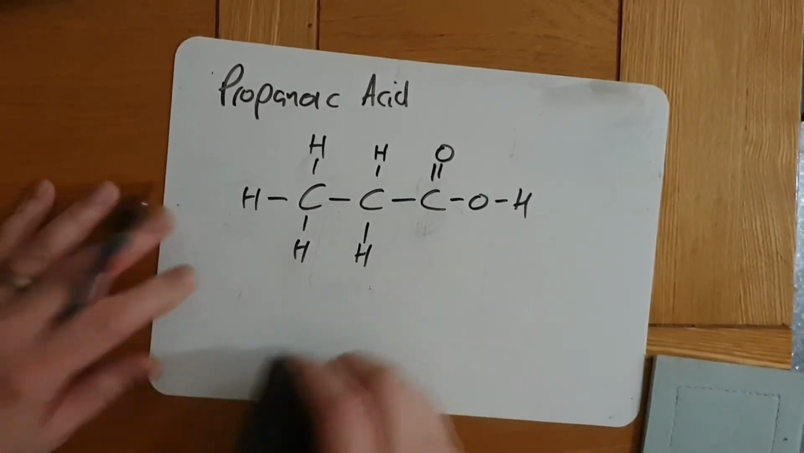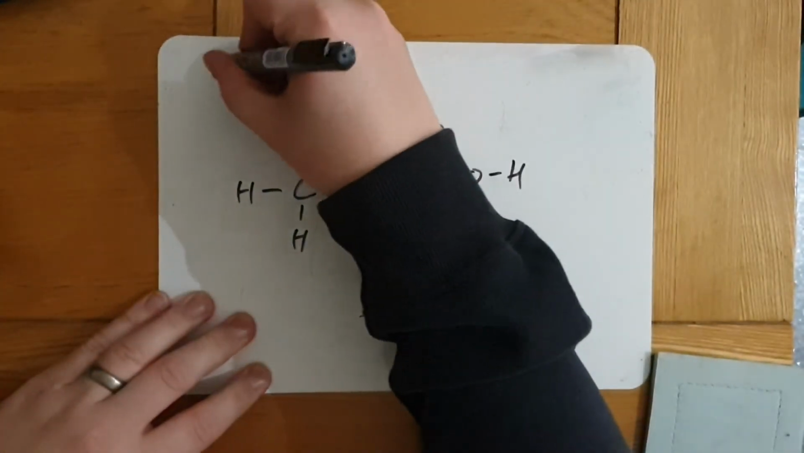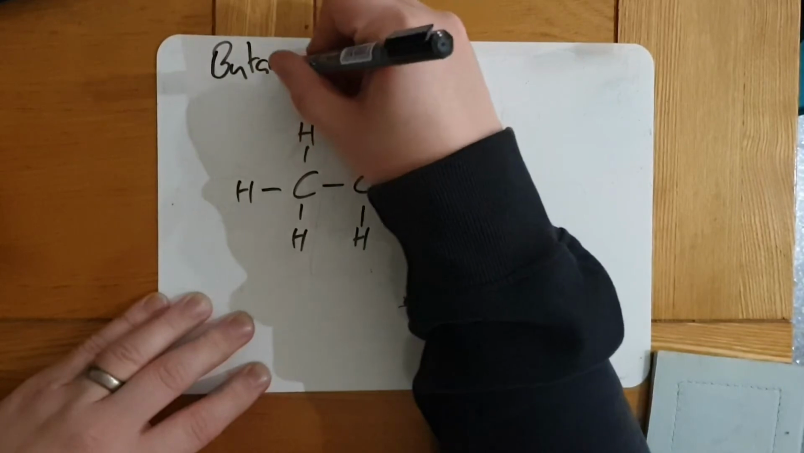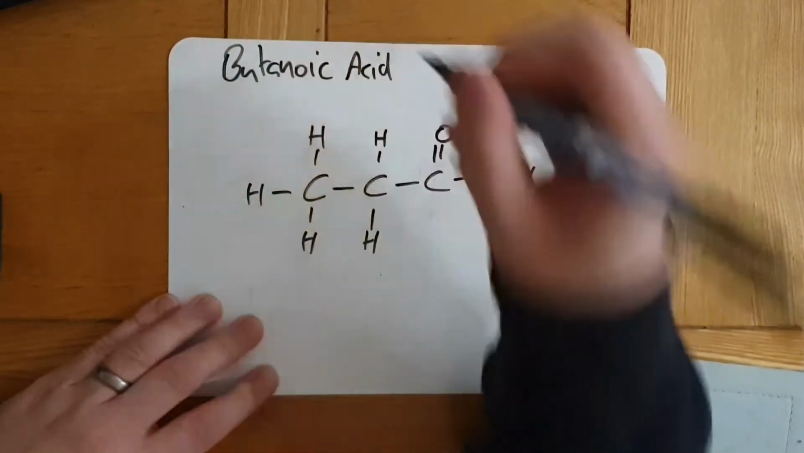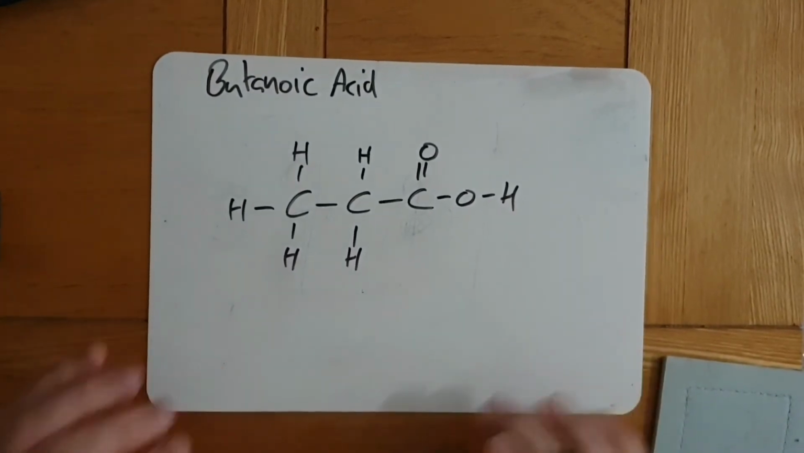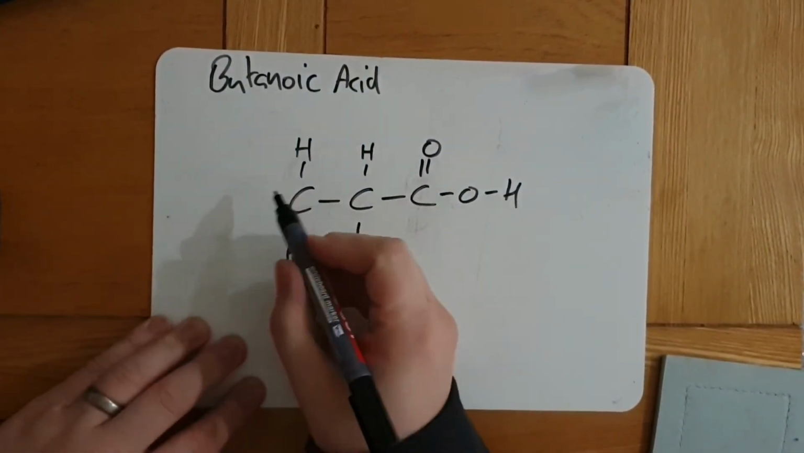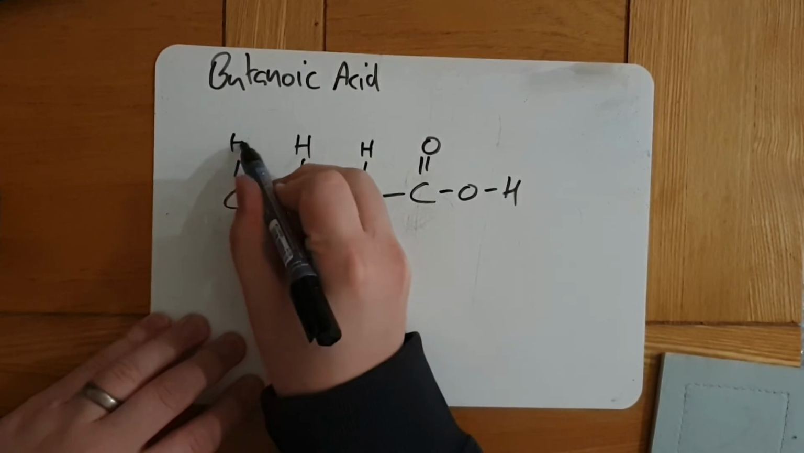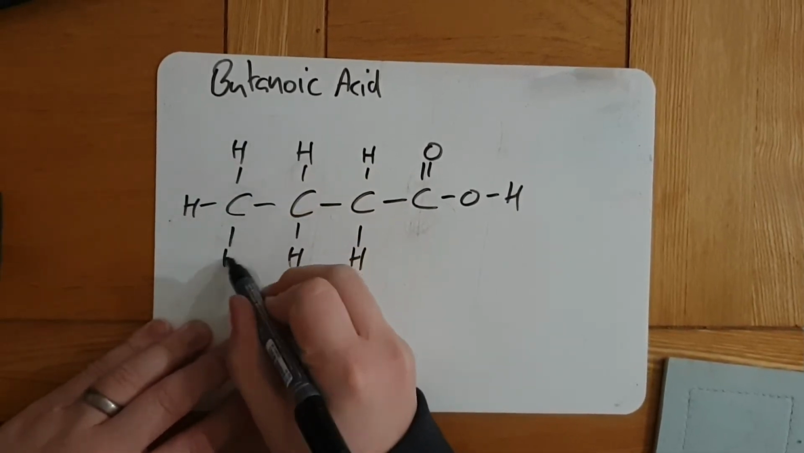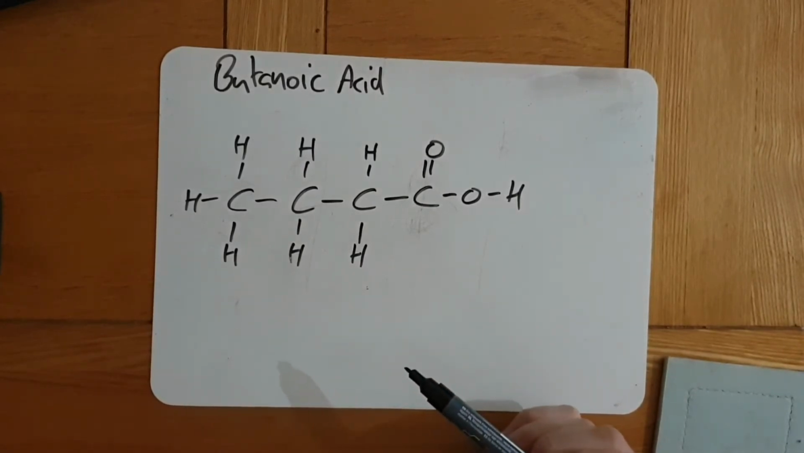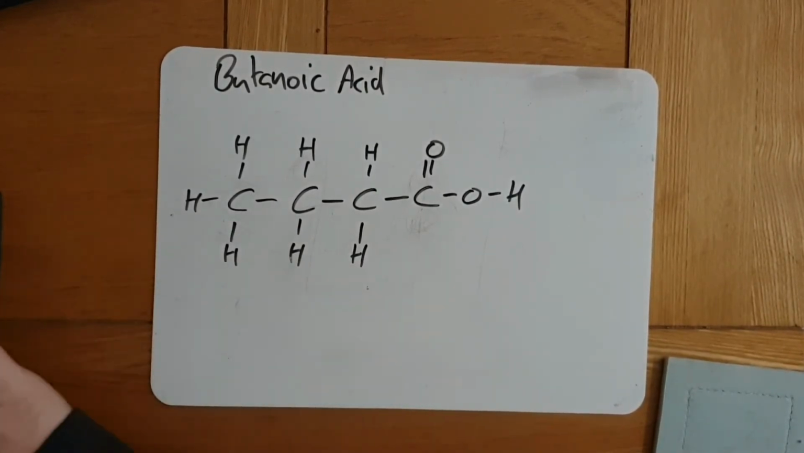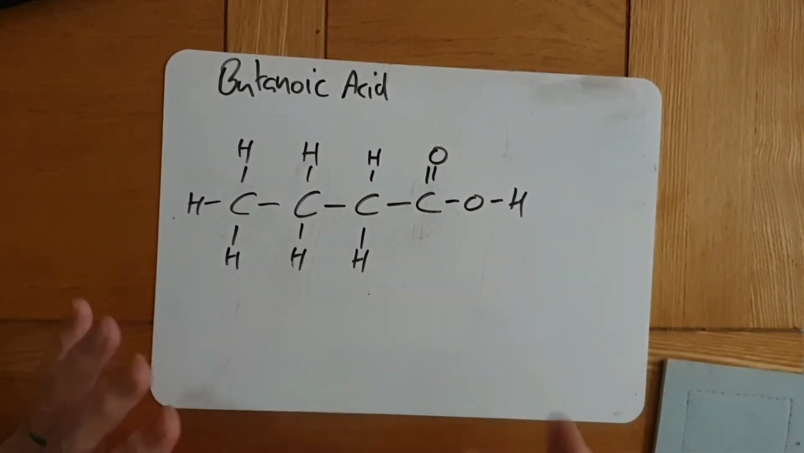And then the next one is going to be butanoic acid, and for butanoic acid, we need another carbon on here, and then that would have the H's on it. Meth, eth, prop, butanoic acid.